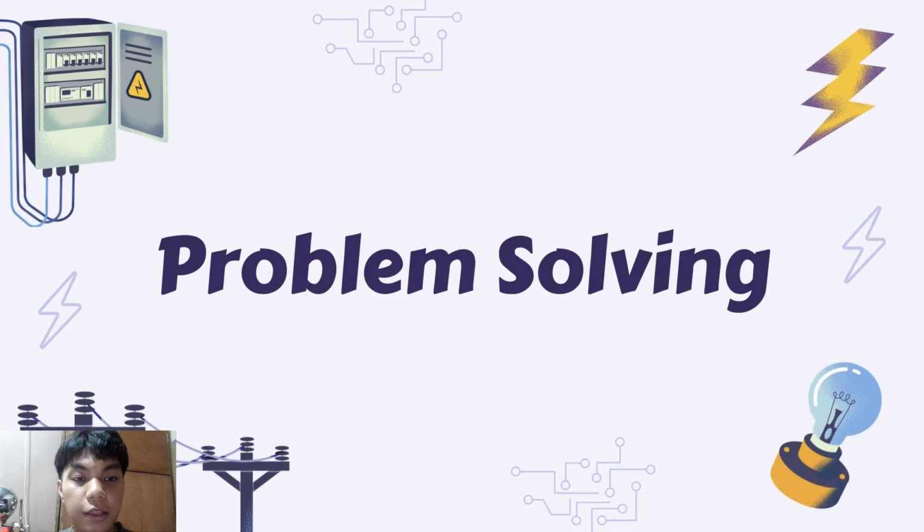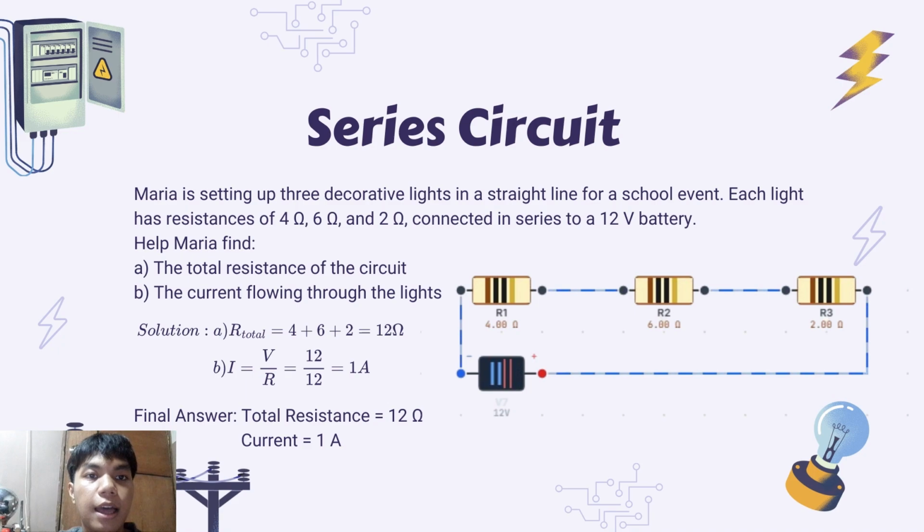Now, since we talked about the basic concepts and the formulas to use, we're gonna move on to the problem solving. Now let's move on to our first problem. Here, Maria is setting up 3 decorative lights in a straight line for a school event. Each light has a resistance of 4, 6, and 2 ohms. It is all connected in series to a 12-volt battery. Now Maria is trying to find the total resistance of the circuit and the current flowing through the lights.